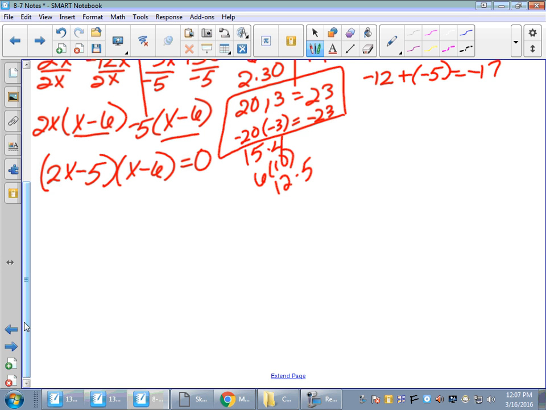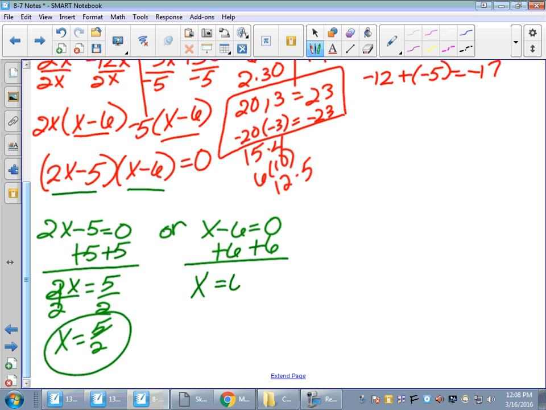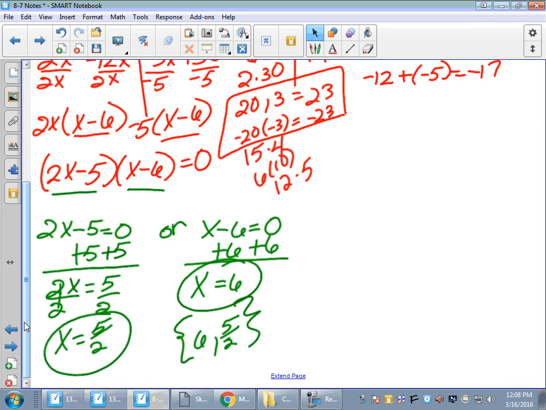So now we can say that 2x minus 5 equals 0 or x minus 6 equals 0. If 2x minus 5 is equal to 0, we're going to add 5 to both sides and divide by 2, and x is equal to 5 halves. If x minus 6 is the one that's equal to 0, we're going to add 6, and x is equal to 6. 6 and 5 halves are your solutions.